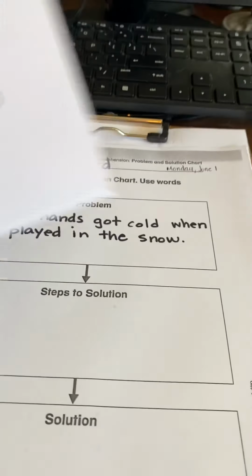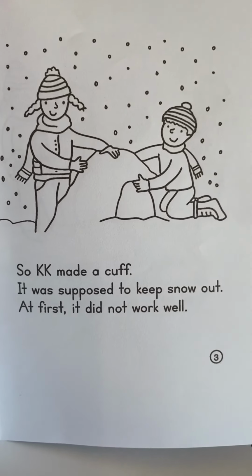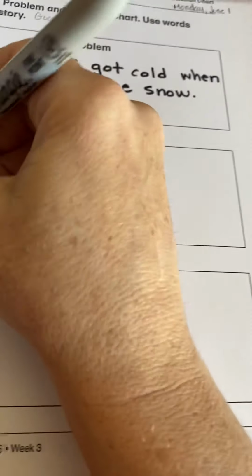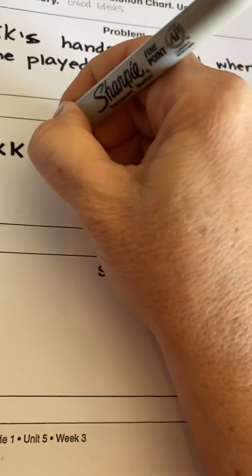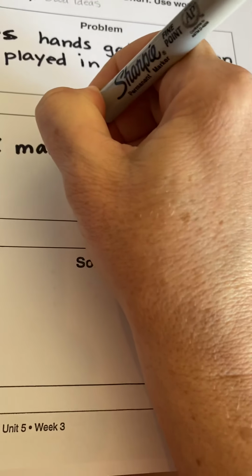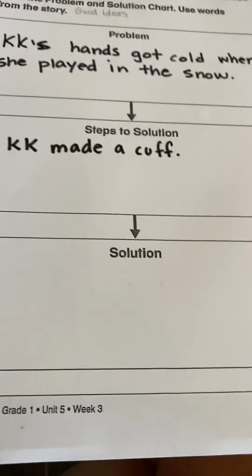Now let's look at the steps to the solution. So that's her hands getting cold. So KK made a cuff. Well, that's the first step to the solution, right? So step 1 would be KK made a cuff. That was step 1.